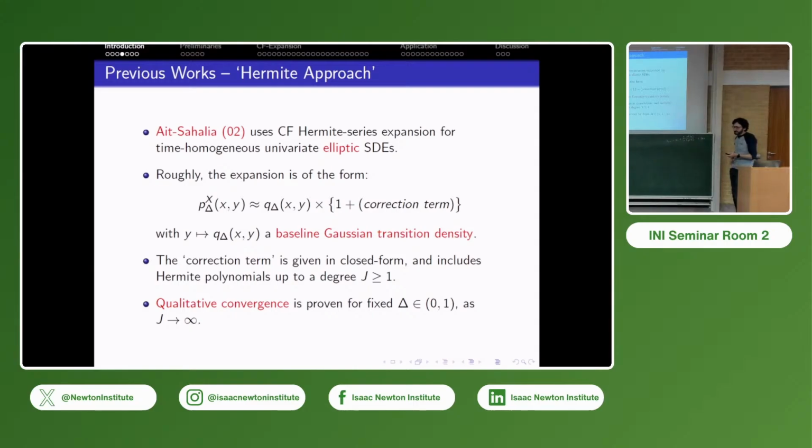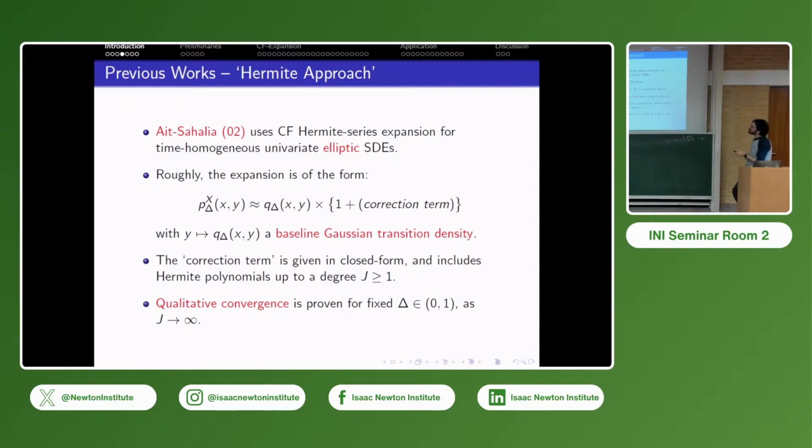So there was a very influential paper by Aït-Sahalia, and he obtained a closed form expansion using something called the Hermite series. And in the context of elliptic SDEs, indeed, this paper came up with an expression that looks like this. So the transition density of interest on a finite time period of length delta was expressed like that, for some correction term that was analytically available, all right? So this is approximately equal, there is some error here.